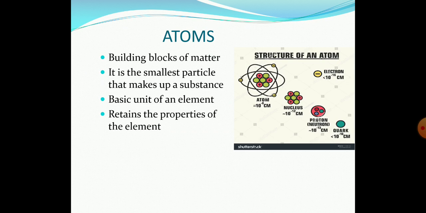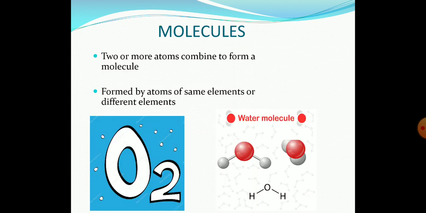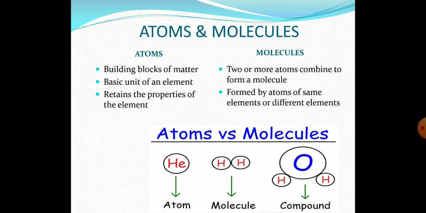Before coming to compounds, we come to molecules. Two or more atoms combine to form a molecule. They are formed by the same atoms or by different atoms. Example, we have the oxygen molecule and the water molecule. In the oxygen molecule, both atoms are oxygen, and in the water molecule, one oxygen atom combines with two hydrogen atoms. Okay. Now, what are the differences between atoms and molecules?